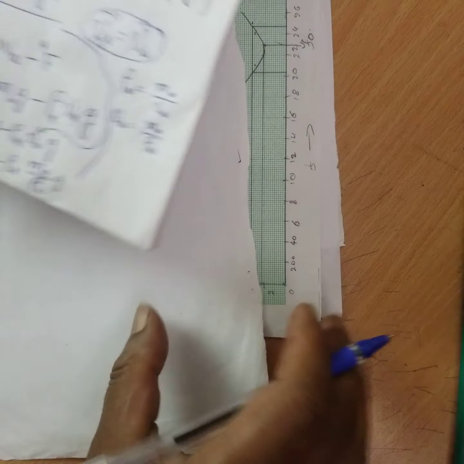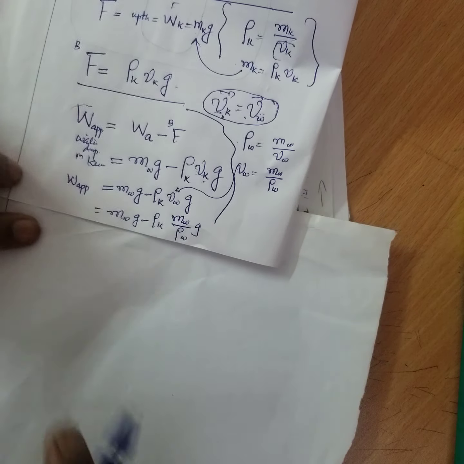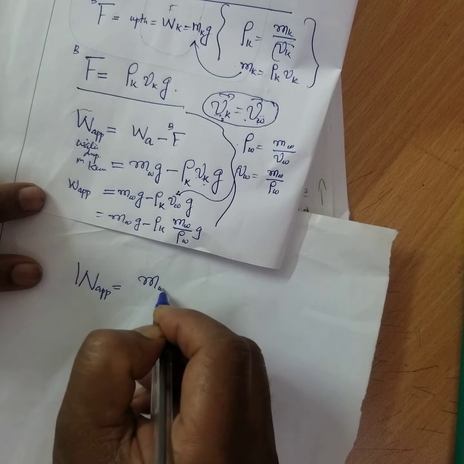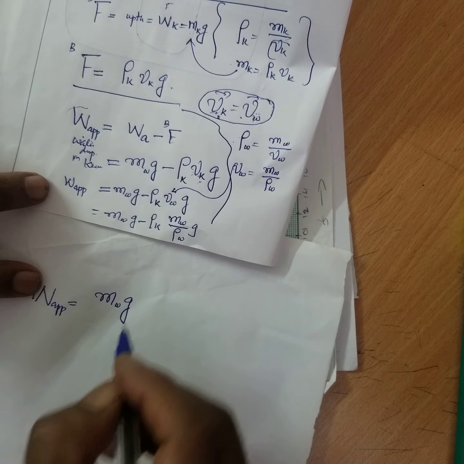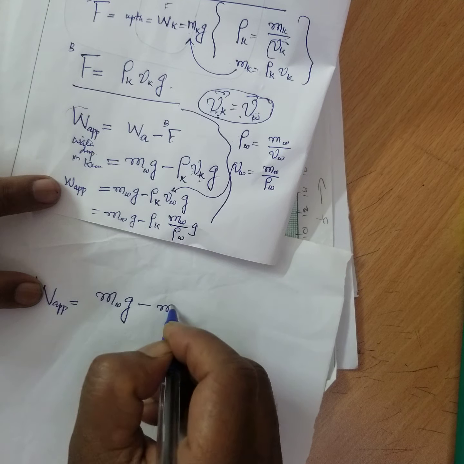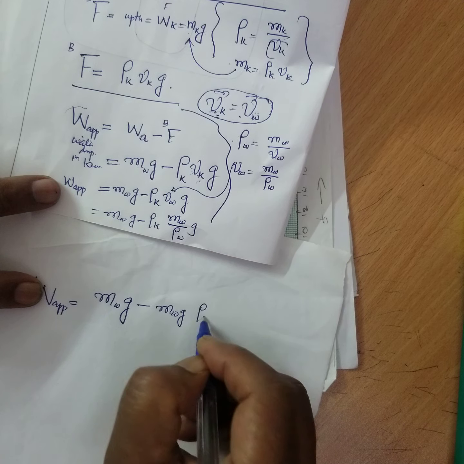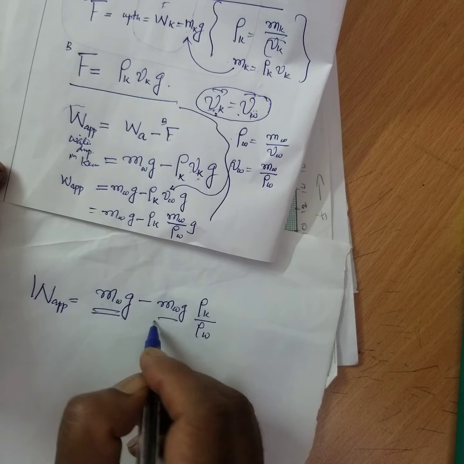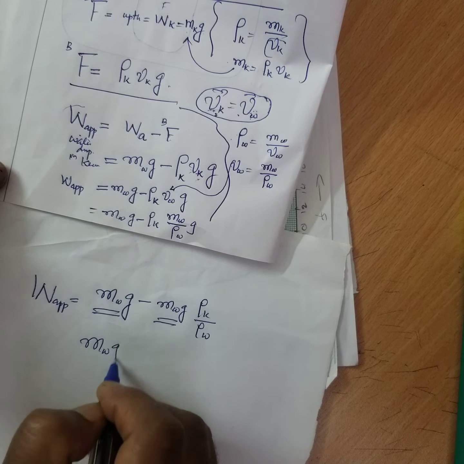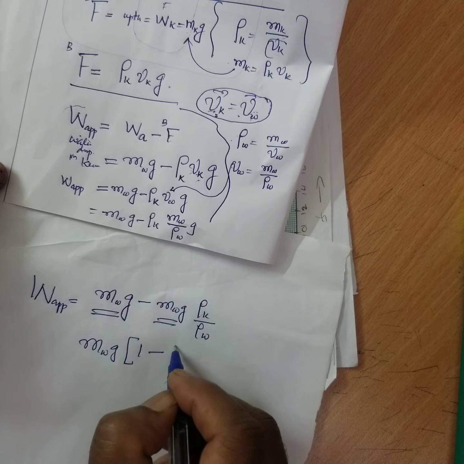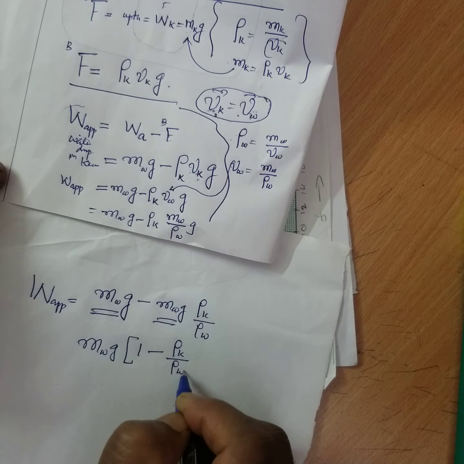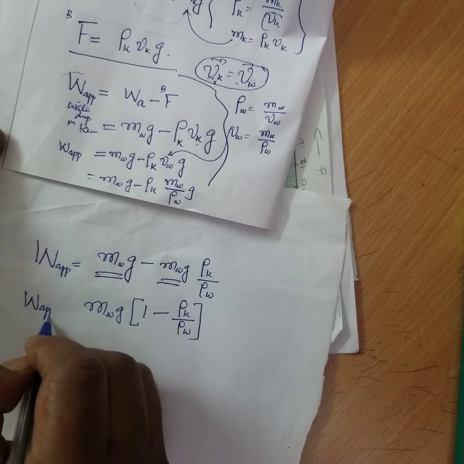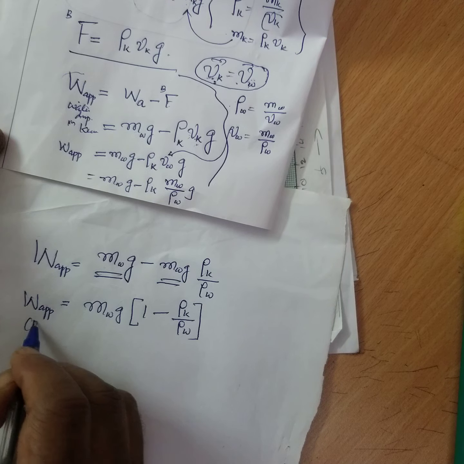Look. Therefore, apparent weight is equal to mass of water, g, minus mass of water, g, density of kerosene by density of water. Now this I take common factor. Mass of water and g, if I take common factor, 1 minus density of kerosene by density of water. Now apparent weight in kerosene.